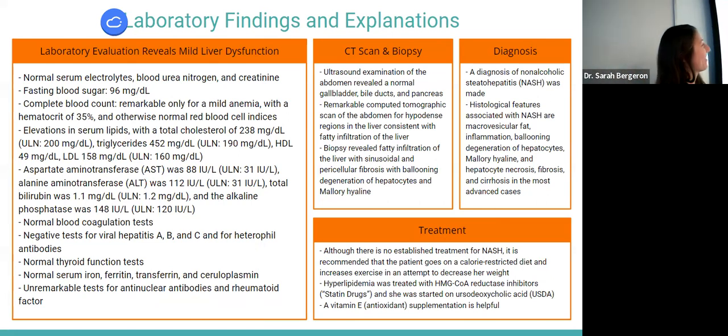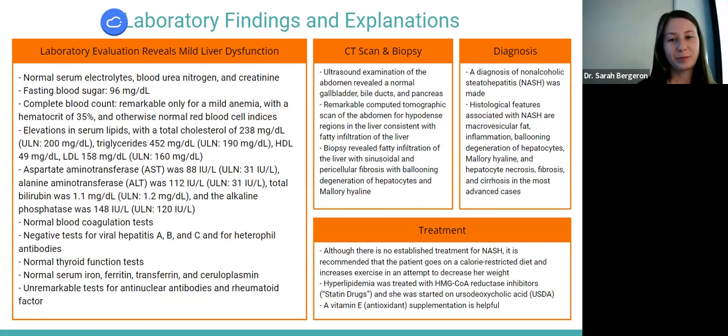As we can see here, our patient went through a number of extensive laboratory evaluations. First off, she had normal serum electrolytes, normal blood urea nitrogen, and normal creatinine. Her fasting blood sugar was 96 milligrams per deciliter. Her complete blood count was remarkable only for a mild anemia with a hematocrit of 35% and otherwise normal red blood cells.